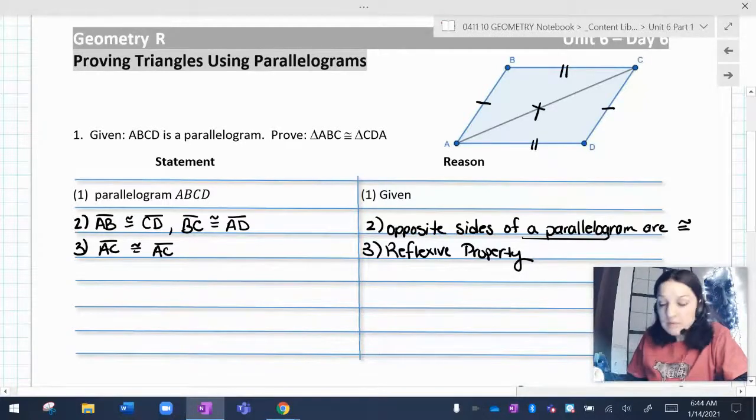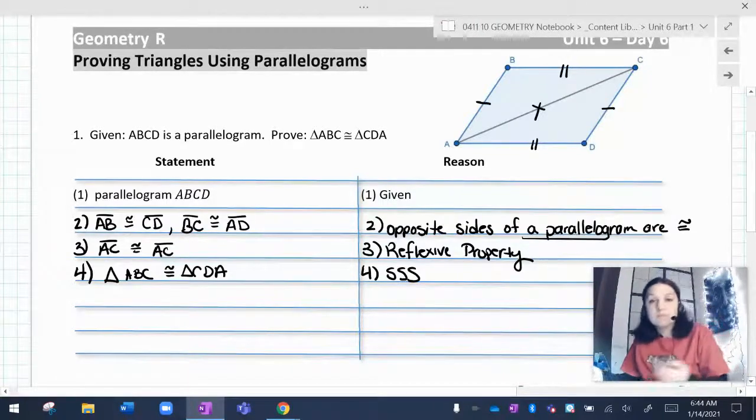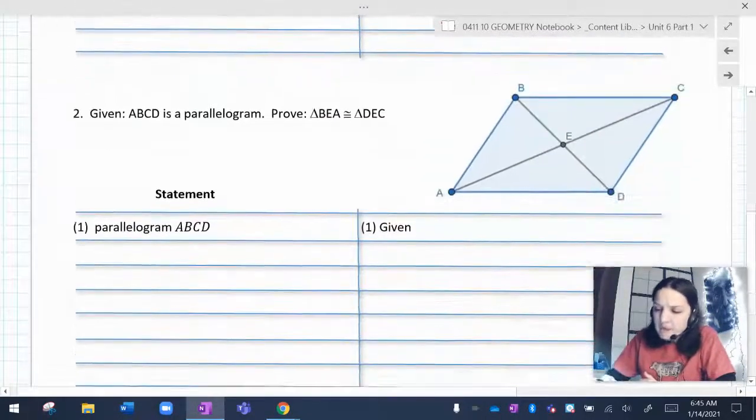And now I'm done. I have all 3 sides of both triangles, so I know triangle ABC is congruent to CDA by SSS. That's SSS congruence, and I'm done. That wasn't so bad, right? All right, let's come down here.